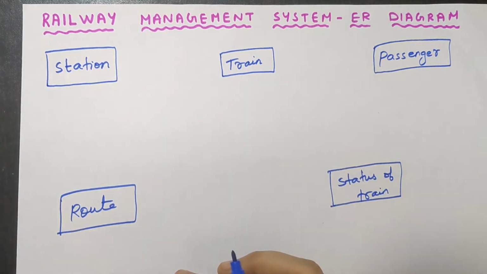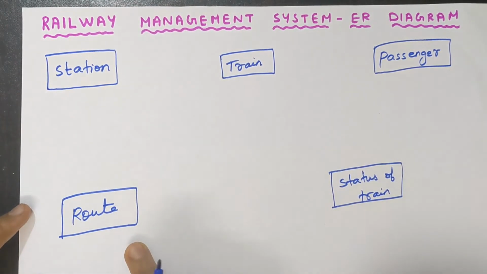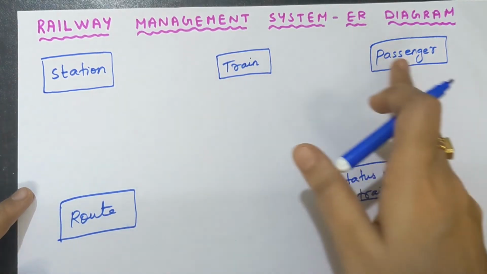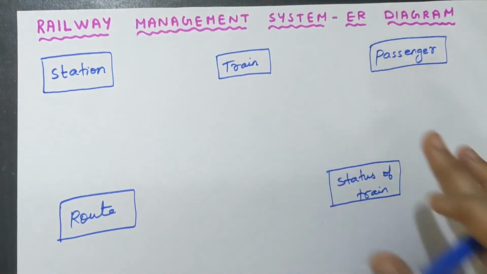So route is conceptually existing. You're not able to physically touch and see it. But it is happening because the train is following a route in order to reach Chennai from Bangalore. Therefore, it is an entity. So these are the 5 entities we are going to use in this particular ER diagram: station, train, passenger, status of train and route. Make sure you write all of these inside the rectangular box, because an entity must always be written inside the rectangular box only. The second step is we need to identify the attributes for every single entity separately.